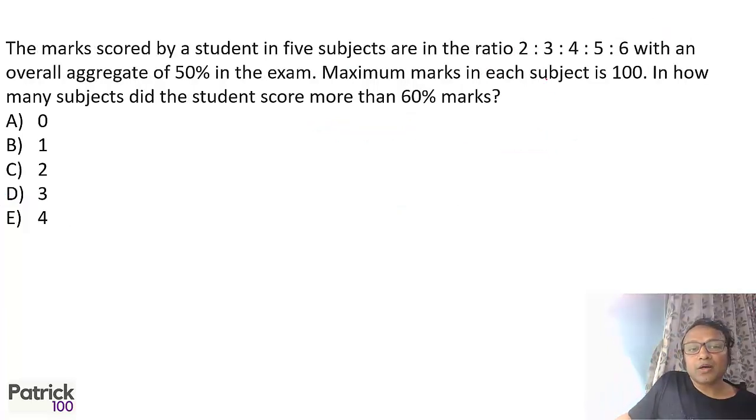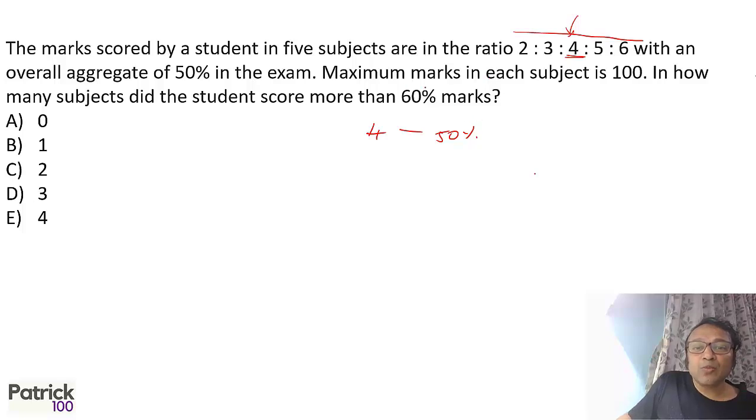Marks scored by a student in 5 subjects are in ratio 2, 3, 4, 5, 6. Aggregate of 50% in the exam. So he's got 50% marks. If he's got 50% marks, that is also the average. So basically, the middle value 4 will stand for 50%, because it's an arithmetic progression. 2, 3, 4, 5, 6 is an AP. And the middle value becomes the average in arithmetic progression. So 4 is the average, 4 is 50%.